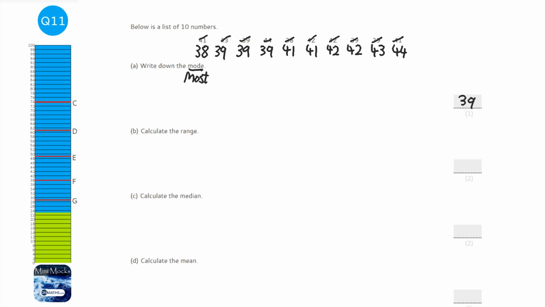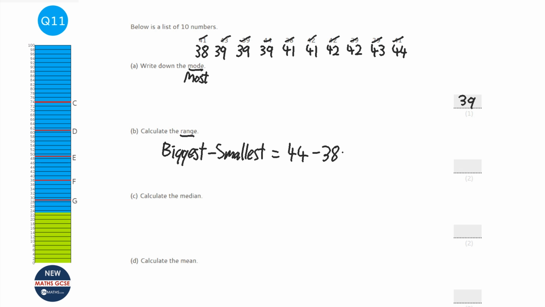And it's much easier to spot when they're all lined up. The range is the biggest, take away smallest. And again, this is a lot easier when they're all lined up. So it's 44, which is the biggest, take away the smallest, which is 38. Now, I know that you can do this in your head, but use your calculator anyway. Why not? Because this is a calculator question, but we know the answer is going to be 6.